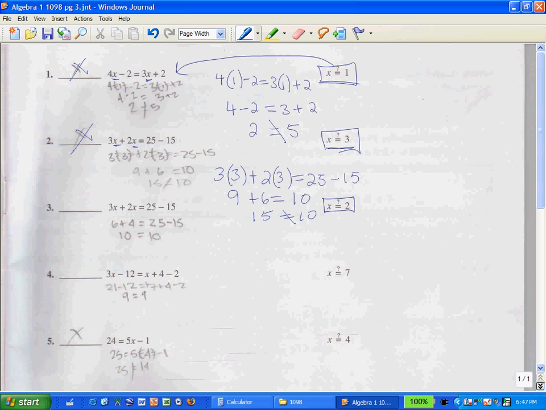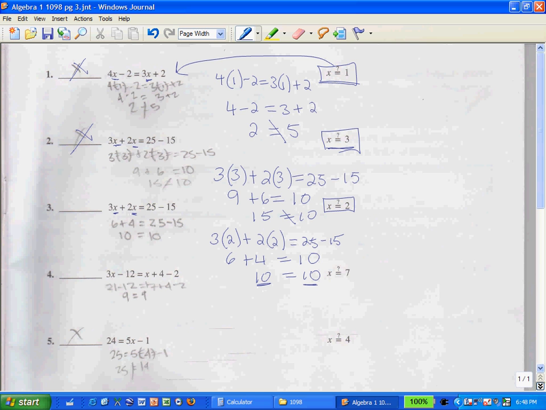They're telling us that x equals 2, so wherever we see an x in the equation, we're going to plug in the number 2. Let's see if this is true. 3 times 2 plus 2 times 2 equals 25 minus 15. So 3 times 2 is 6, plus 2 times 2, which is 4, equals 25 minus 15, and we know from the previous equation that 25 minus 15 equals 10. 6 plus 4 is 10, equals 10. That's true. X equals 2 because when we insert it into the equation and work it out, we get the same number on both sides of the equal sign.